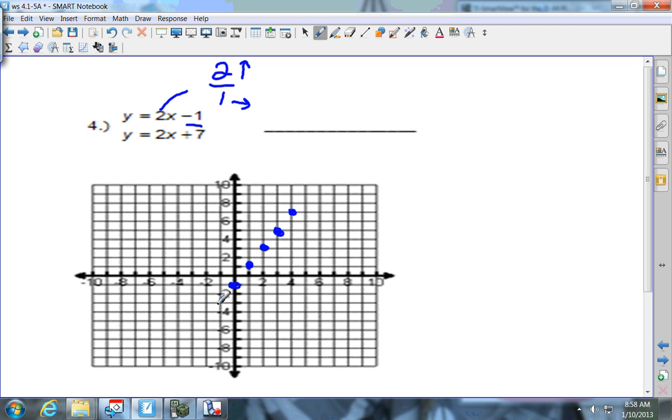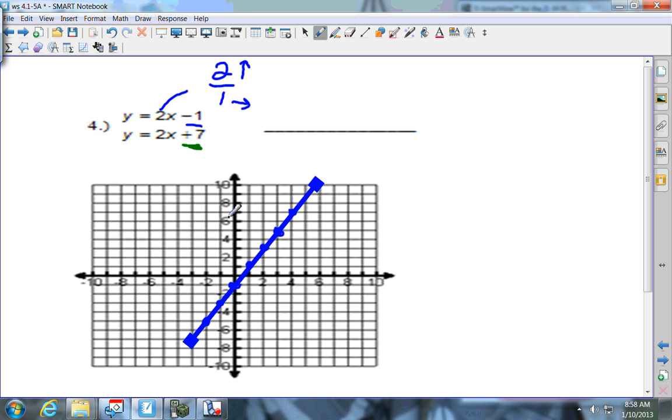I can also go backwards. Start at the y-intercept, go down 2 to the left 1. Down 2 to the left 1. Now I'm going to draw my line connecting my dots. Now let's go to the other one, and I've got plus 7.